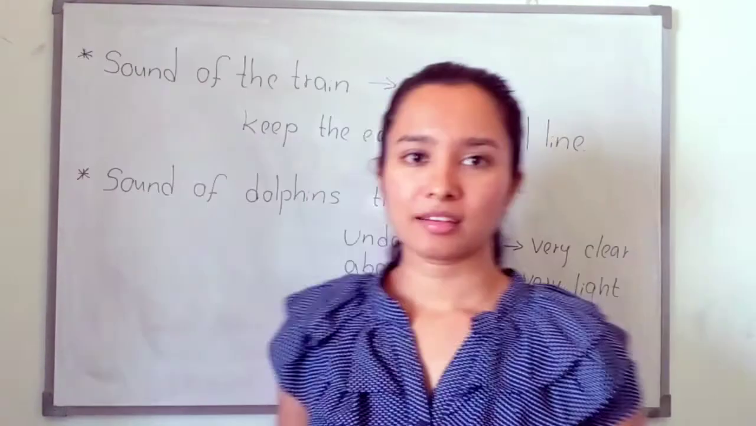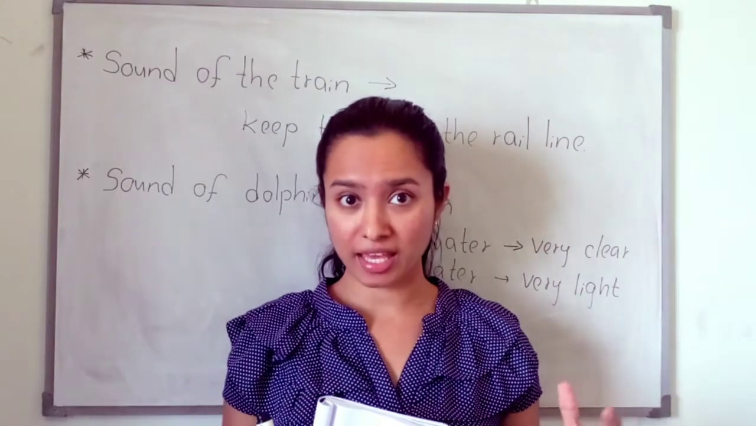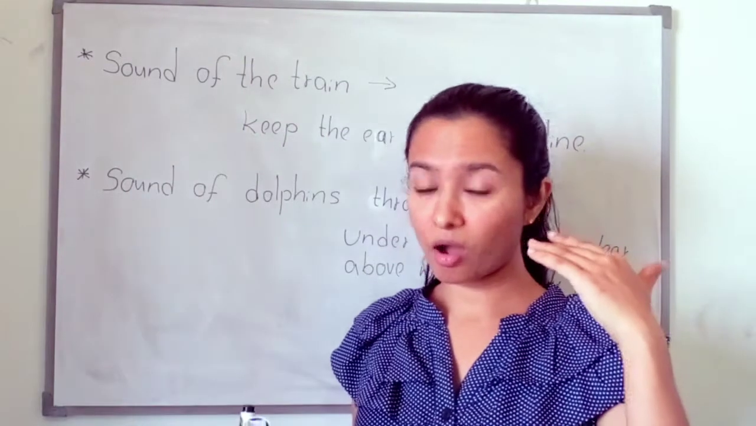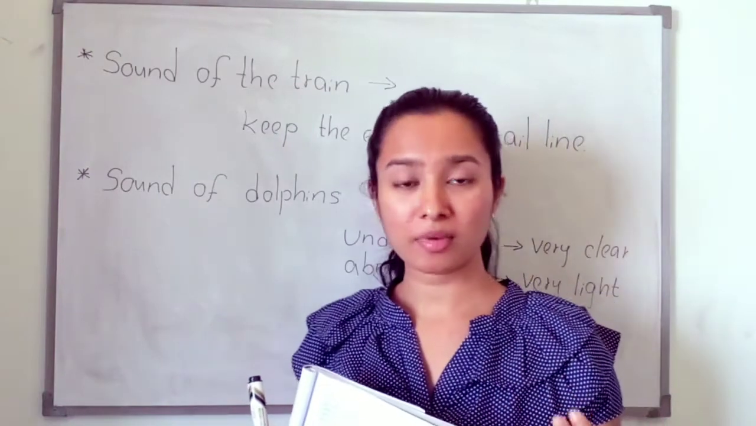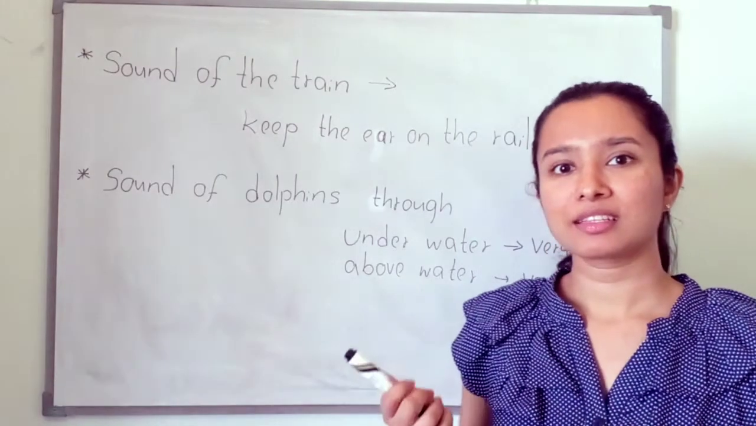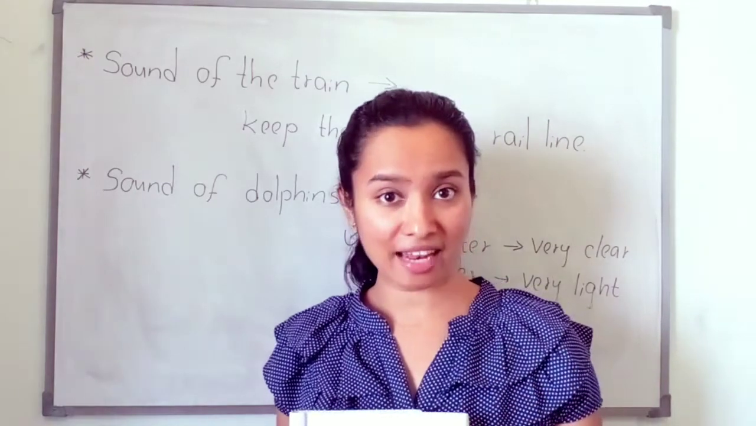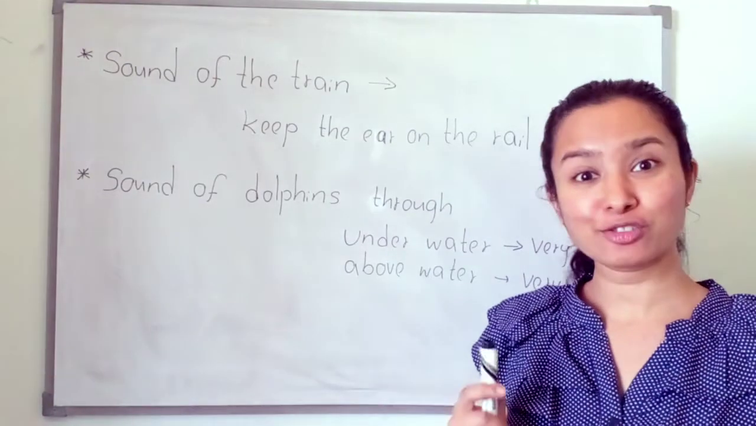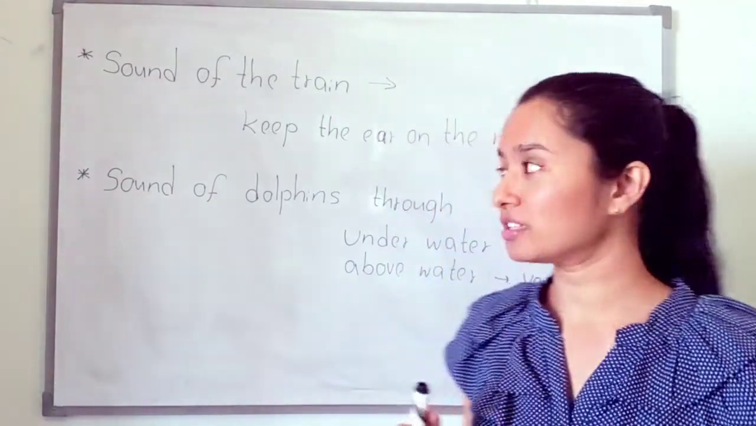So if there is a weakness in our heart, lungs or pulses, the physicians can understand that weakness. The sound of a train coming from far away can be clearly heard by keeping our ear on the rail line. What's the reason? Because sound travels through solid media faster than through gaseous media. But do not try this, because it is a very risky activity.